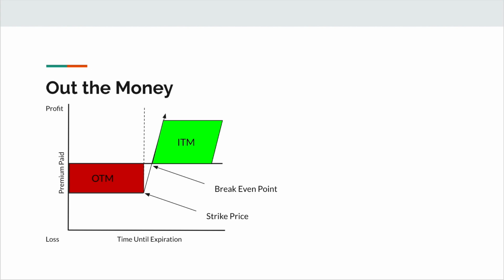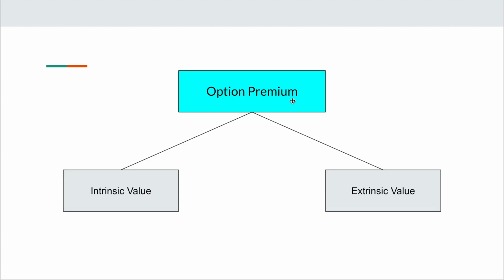Alright, so the next part of our course, which is in the same chapter, is going to be talking about option premium. So this is the price of the option that you are buying. And options are made up of two different parts. One is intrinsic value and the other is extrinsic value. And it's important to know both to understand how the option premium price came to be.